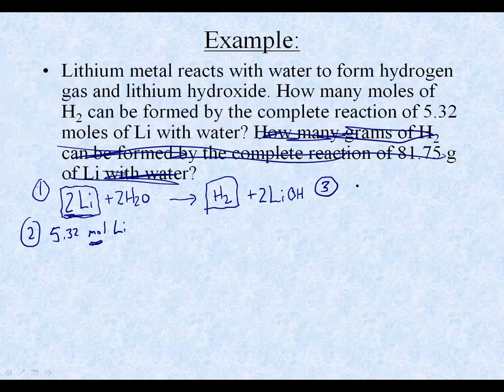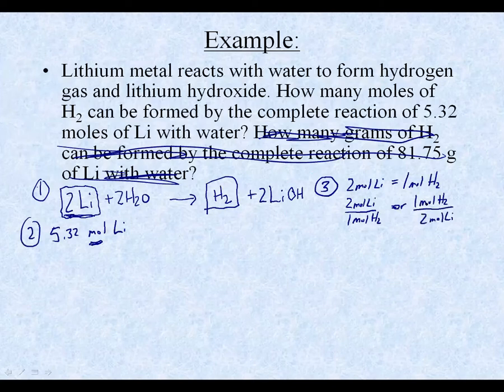From the actual equation, we can see the coefficients say 2 moles of lithium gives us 1 mole of H2. There's no math involved there; it's simply the numbers in front of each of those formulas. You don't have to write all these conversion factors down, but you can get 2 conversion factors from it: 2 moles of lithium over 1 mole of H2, or in the opposite fashion, 1 mole of H2 gives you 2 moles of lithium.